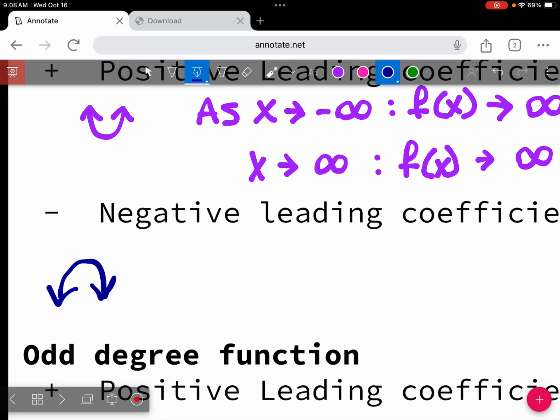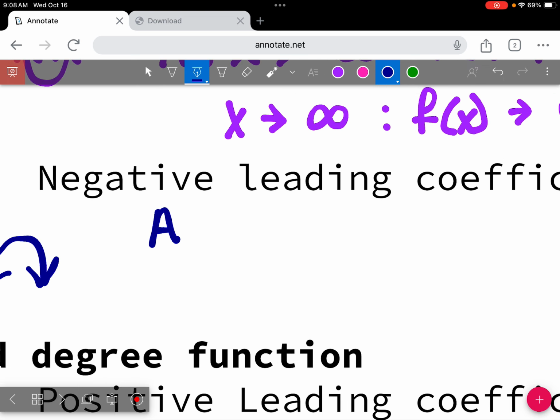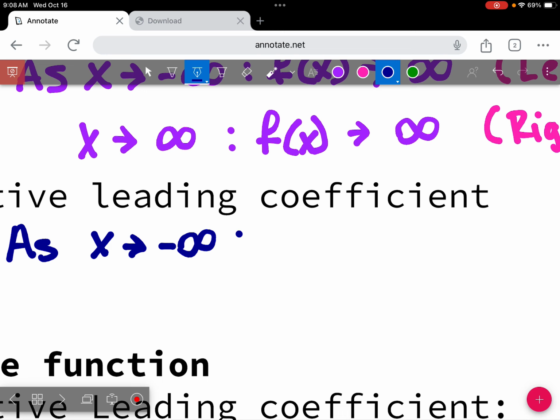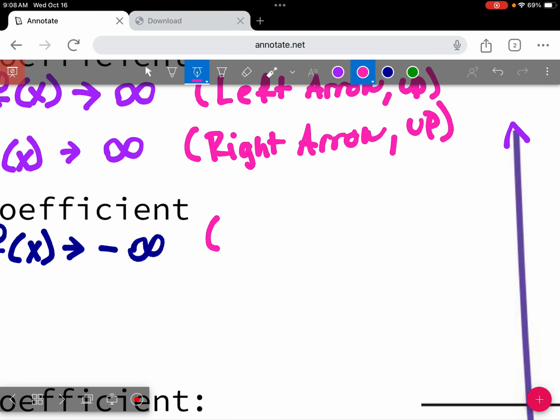So what's going to be different in our end behavior for this one? It's going to go to negative infinity. The first 3/4 of it is exactly the same. As x approaches negative infinity, f of x approaches negative infinity. Or my left arrow goes down. That's what that means. As my x's get really, really small, my y's get really, really small.